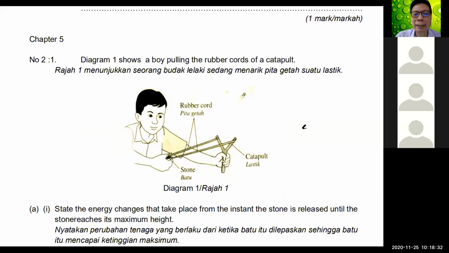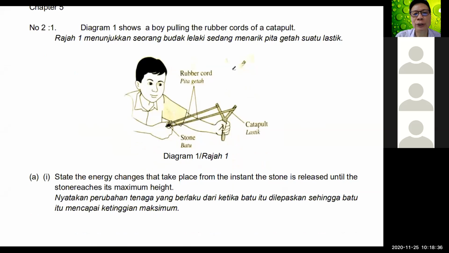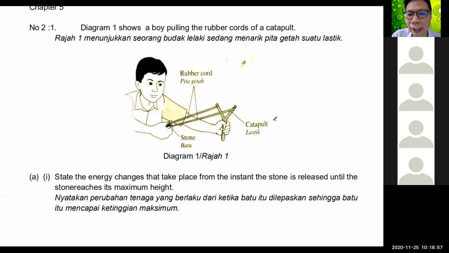All right, this one is something to do with elasticity. Diagram show a boy pulling the rubber cord of a catapult. Okay, elastic cord of catapult. This is a catapult now, huh? By the way, you all have this question on your paper or not? Pong, do you have this question on your paper? Yes, yes. Okay, thank you.